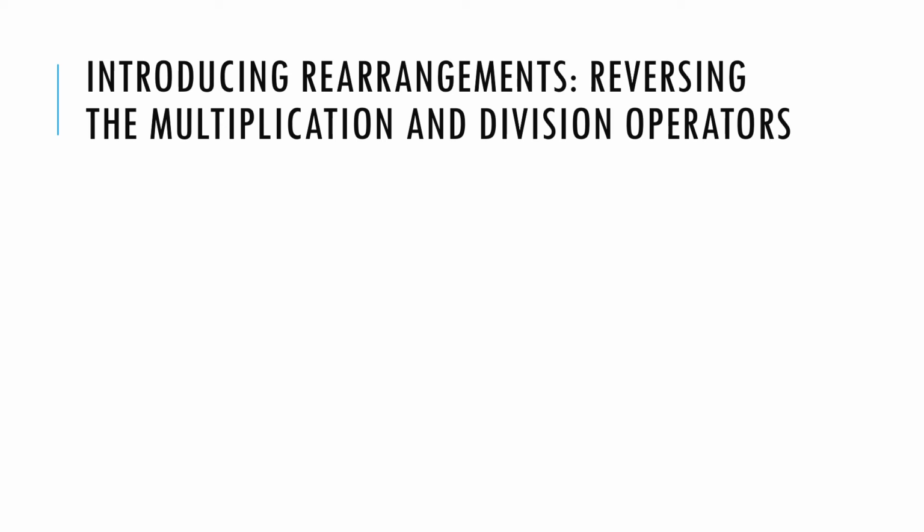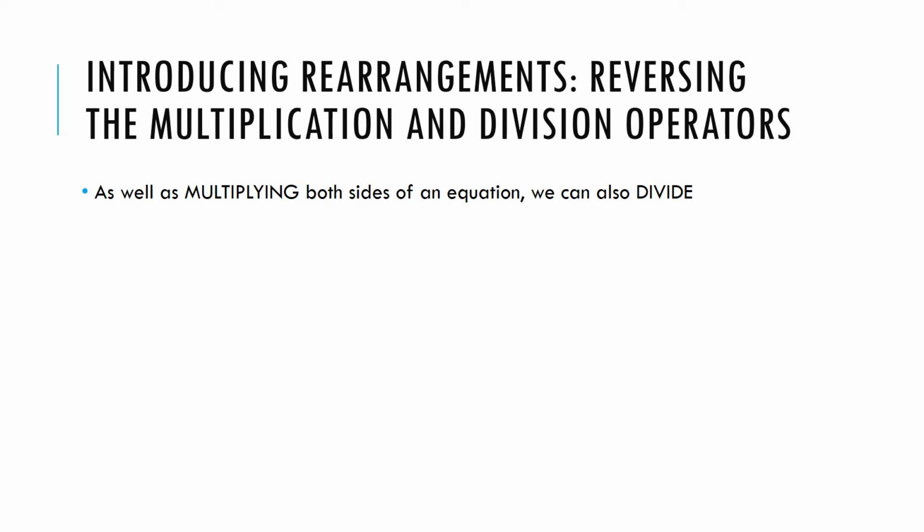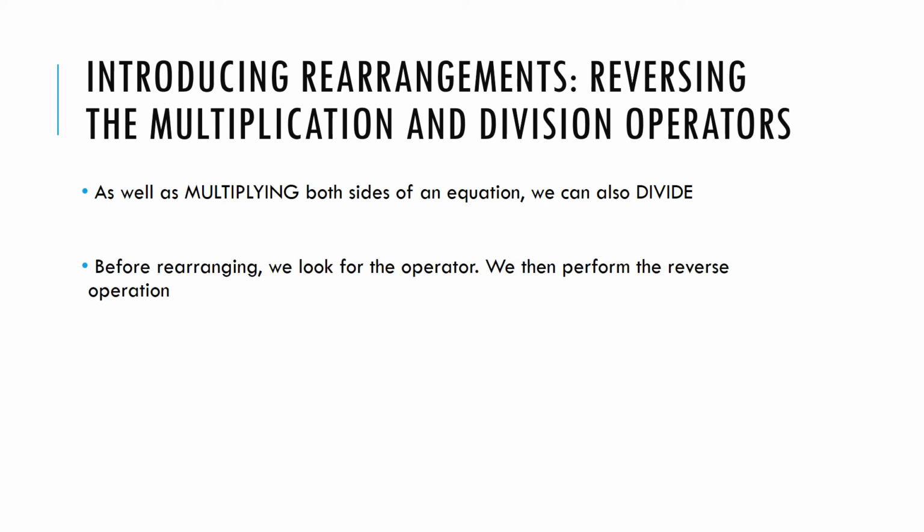So continuing, we've looked at how to manipulate addition and subtraction operators. Now I want to look at manipulating equations that contain multiplication and division operators. So we can multiply and divide both sides of an equation to manipulate it. Before rearranging, however, we look for the operator that we're trying to rearrange and we perform the reverse operation.